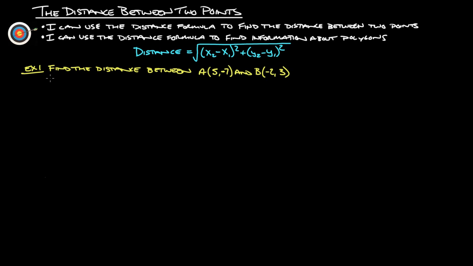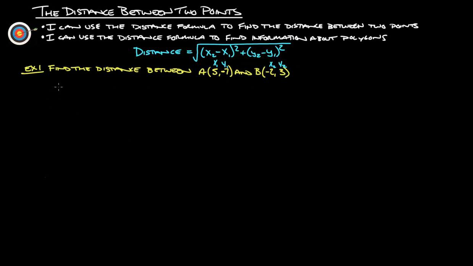Example 1 says, find the distance between A and B. A is (5, -7). B is (-2, 3). Now you can assign these really whatever you want. Usually you do the first one, so we'll call this x1, and this is y1, and then this is going to be x2, and this is going to be y2. So you're basically just finding the difference of the x's and the difference of the y's, squaring them and square rooting the sum of those.